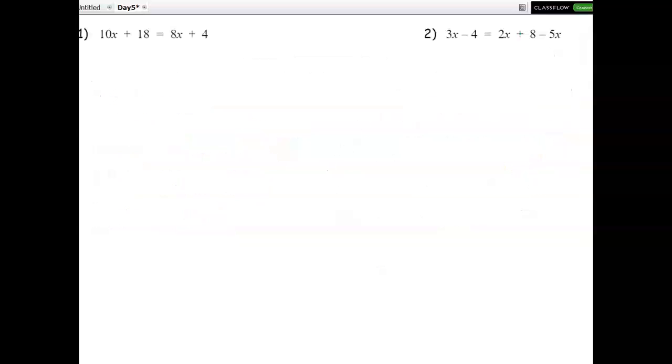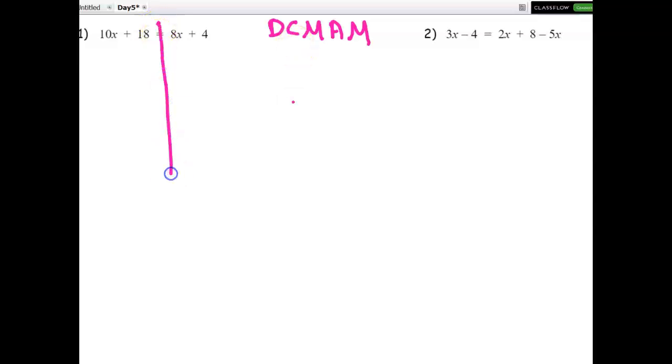Okay, we're going to use the DC-MAM checklist to help us remember. So example number 1, we can't distribute anything. We can't combine like terms because this C for combining like terms means to combine like terms on either side of the equal sign. You don't want to cross the equal sign at this point. 10x plus 18, you can't combine any terms. 8x plus 4, you can't combine any terms.